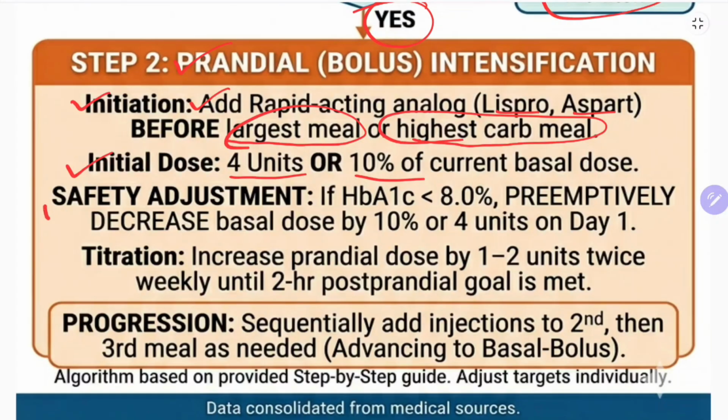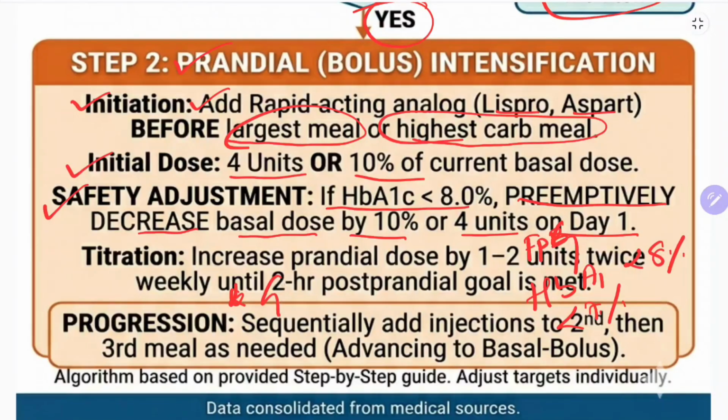Safety adjustment: if HbA1c is less than 8%, this point is important. If fasting plasma glucose is achieved by your basal insulin, but HbA1c is not in the target, though it is less than 8%, still not less than 7%, then preemptively, meaning without any condition, decrease the basal dose by 10% or 4 units on day 1 of starting the prandial insulin. For example, you have started a long acting insulin like glargine.